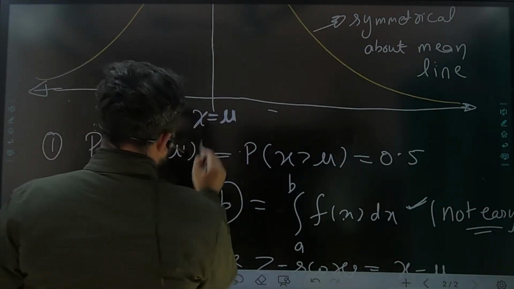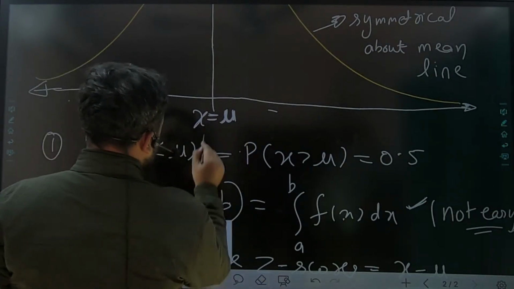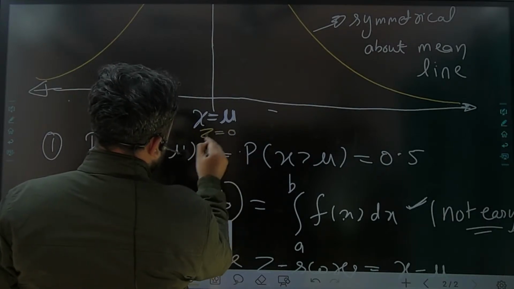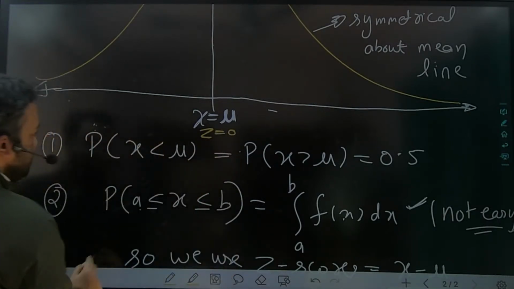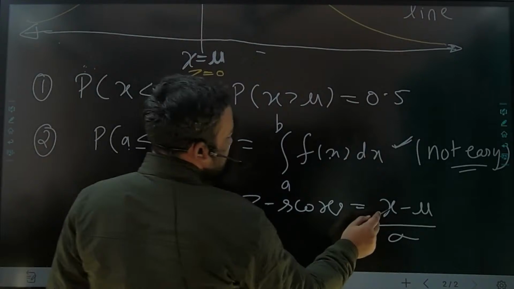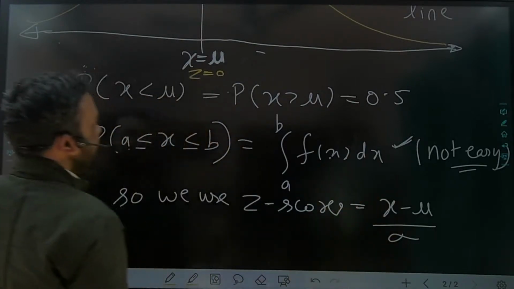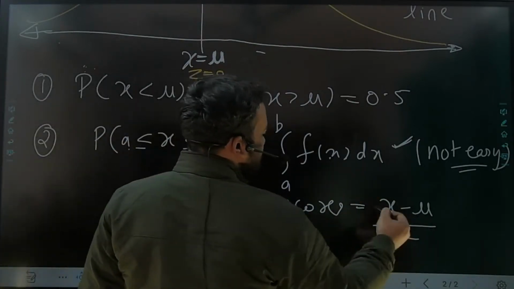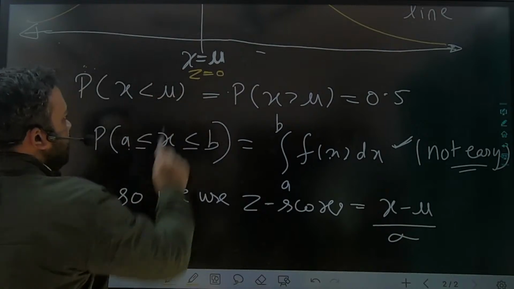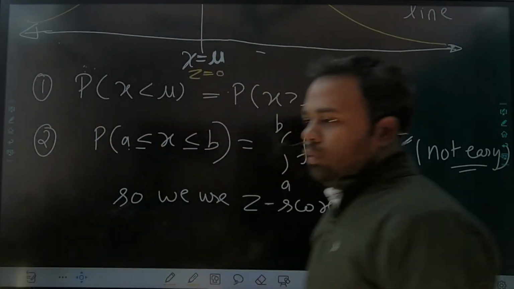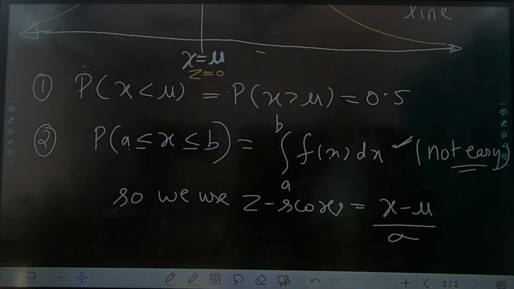So here z is equal to 0 value. It will take 0 value because that's how it is defined. You keep x is equal to mu, meaning your exact x value coincides with the expectation value. So the z score will be 0 over here. So when x corresponds to the expectation value, your z score becomes 0.